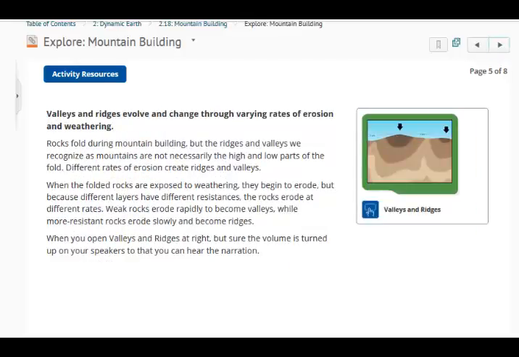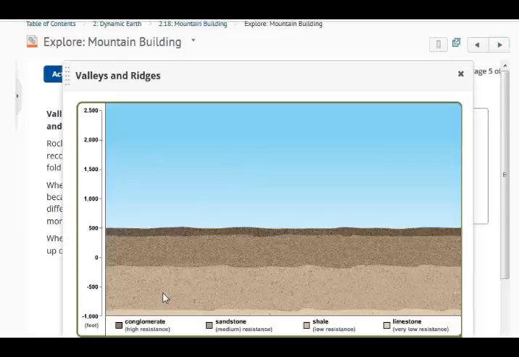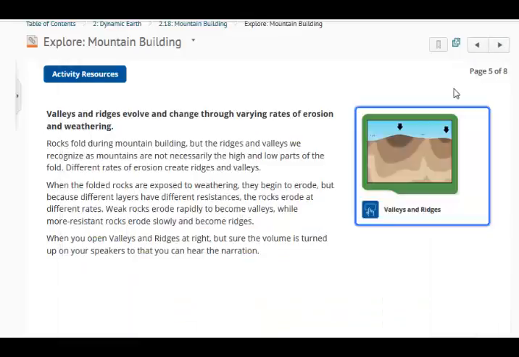Have you ever seen valleys and ridges on a map? Valleys are the low points between two hills, and ridges are the high points. How did these form? They form because of folding, uplift, and erosion. Make sure you know that valleys and ridges form from folding, uplift, and erosion.